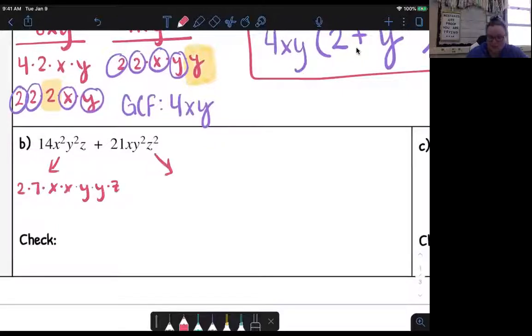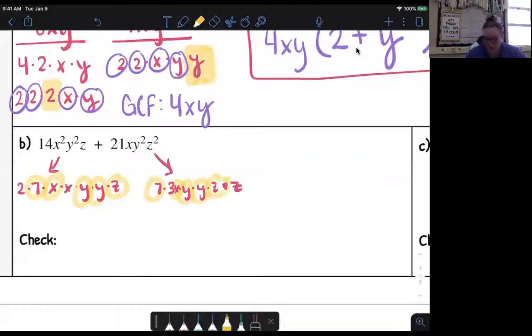21xy squared z squared can get broken down to 7 times 3 times y times z times z. So I see that they have a 7 in common. Oh, it looks like I left the x out from 21x, sorry. That should have an x right there. Okay. They have an x in common. They have 2 y's in common, and they have a z in common.